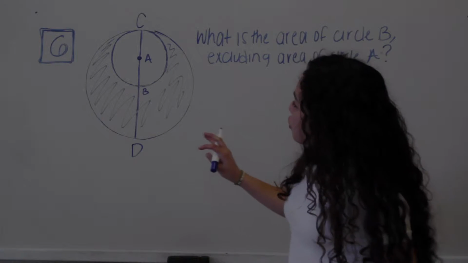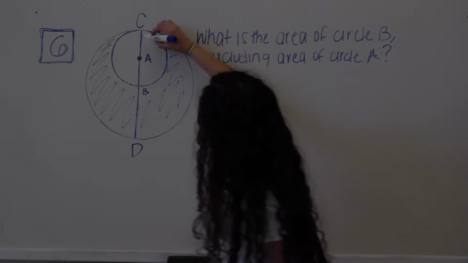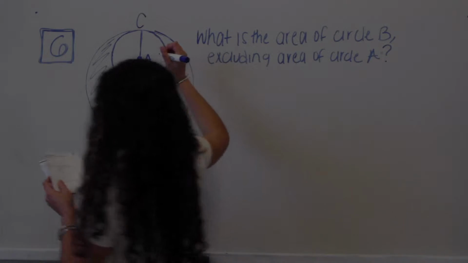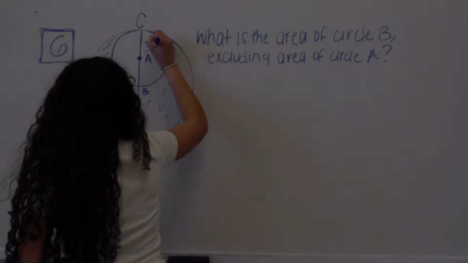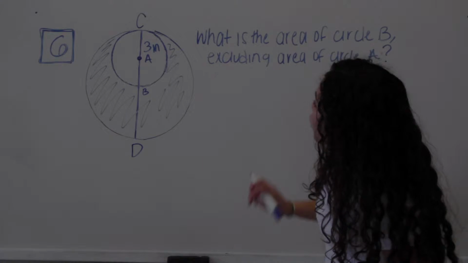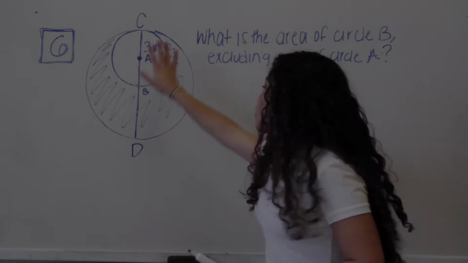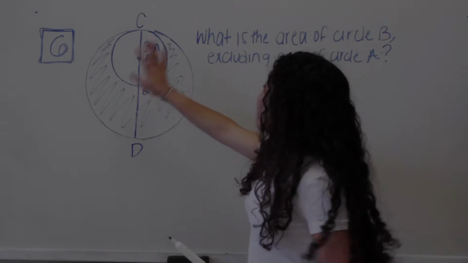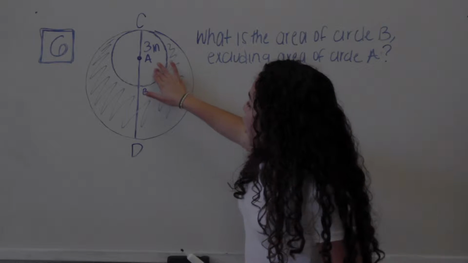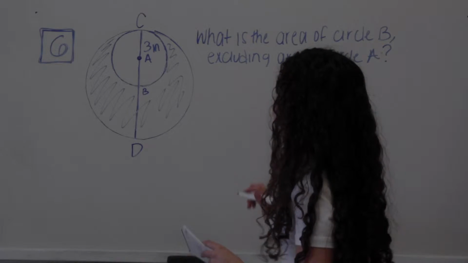So the first thing you want to do is establish the fact that the distance between C and point A is 3 inches, right? That's what we know. That's what they give you. And we're going to start off by finding the area of circle A, and then finding the area of circle B, and then subtracting the area of circle A from the area of circle B. So how do we find the area of circle A?